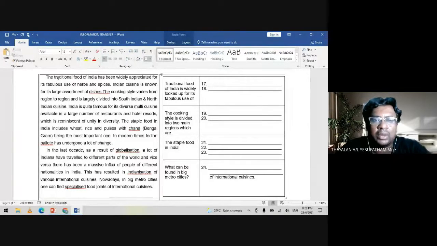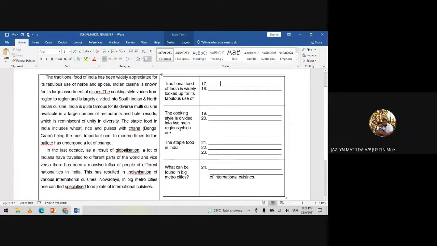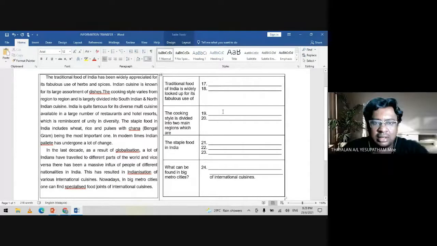Spices. Okay, 17 herbs, 18 spices. Now, this cooking style is divided into two main regions, which are South Indian and North Indian. So 19 is South Indian, 20 is North Indian.